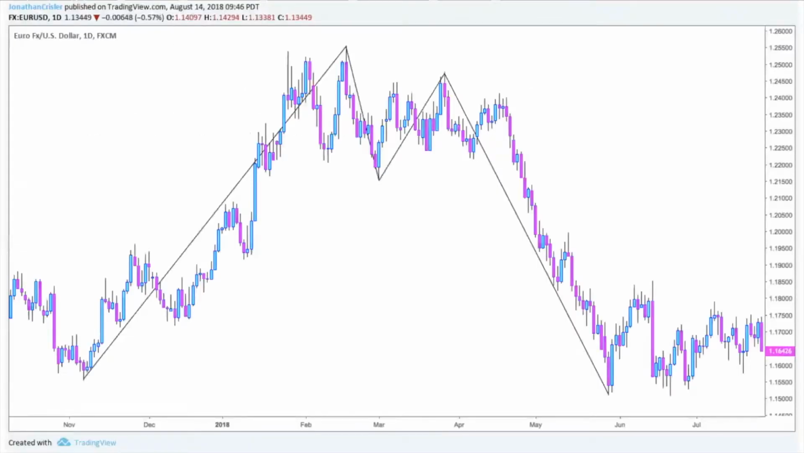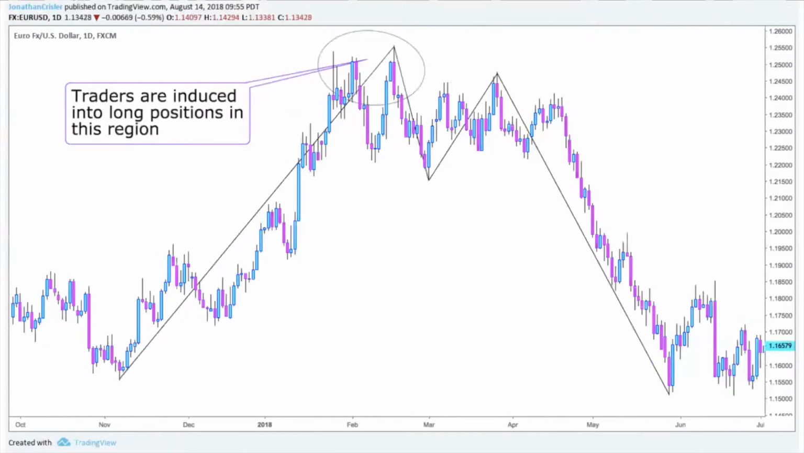All right, so this is what an M formation looks like. You're going to have to get creative. You're going to have to try to see past all the individual micro movements and try to see the bigger picture. We can clearly see an M shape right here. Traders are induced into long positions in this region.